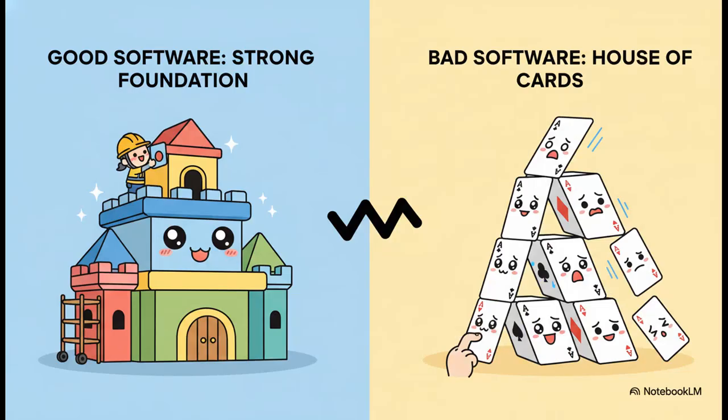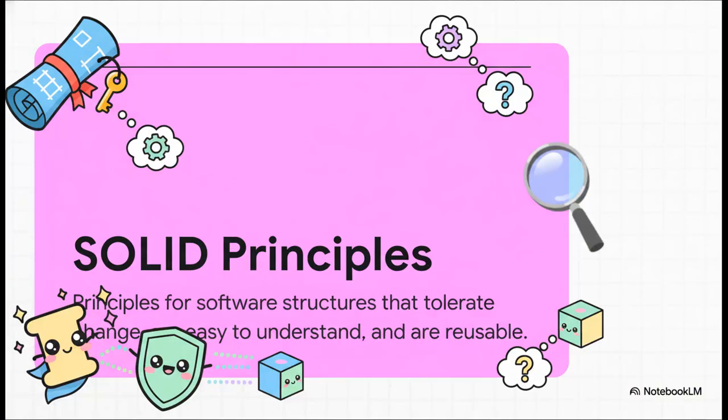Let me put it this way. Good software is like a well-designed building, right? You can add a new floor, maybe knock down a wall to renovate a room, and the foundation stays solid. Bad software, that's a house of cards. You try to move one card and the whole thing just collapses into a mess. Our goal here is to be architects, not just card stackers. So, how do we get there?